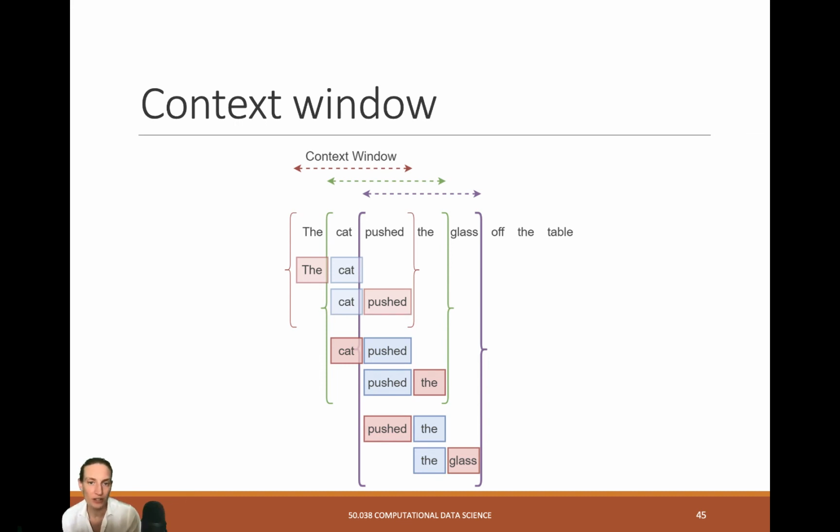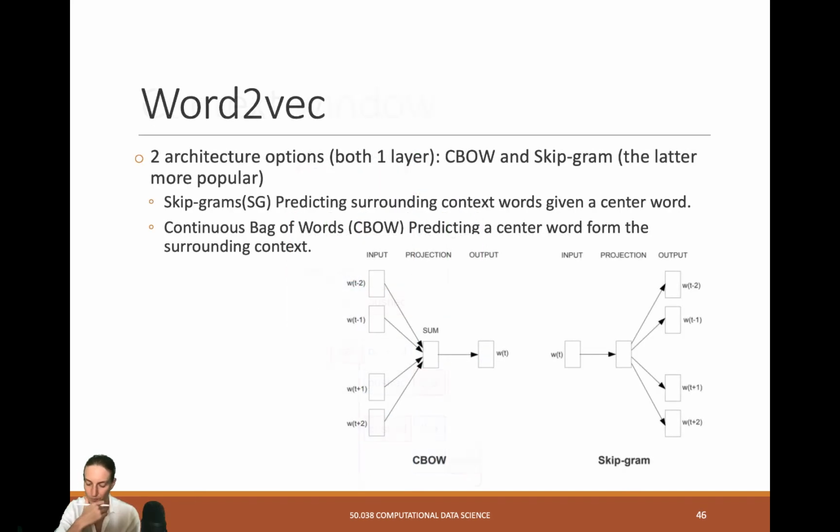So this context window is going to be always around the focus words, which you see illustrated here as well. When we're training, we have two architecture options. Both are one hidden layer. It's continuous bag of words and skipgram. Okay. The latter is a little bit more popular.